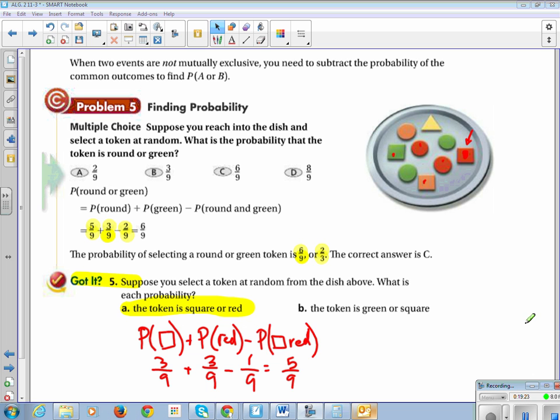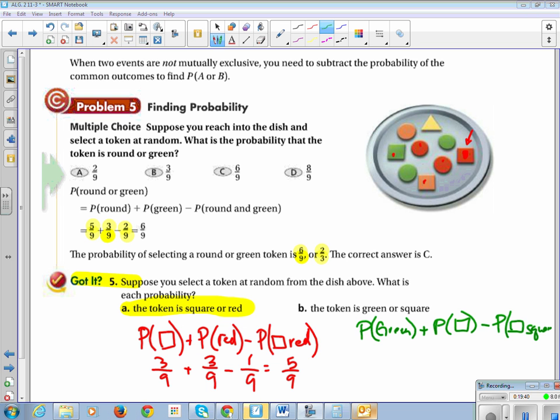All right, let's do the same scenario, but with green. So we want the probability of green plus probability of square minus probability of green square. So the probability of green is 3 out of 9, because there's 1, 2, 3 of them. Probability of being a square, I know that, it's 3 out of 9. We already calculated that. Probability of green and square is also 1/9. Did you guys get 5/9 again? Yes. Same?